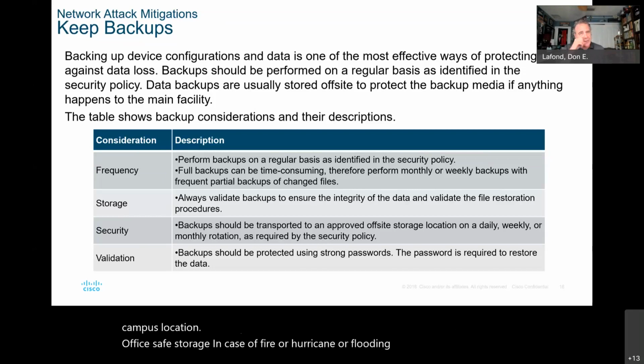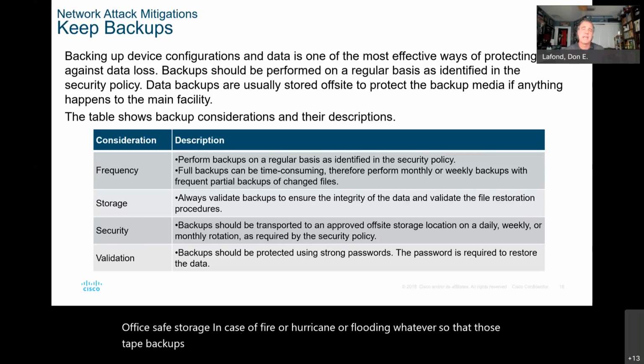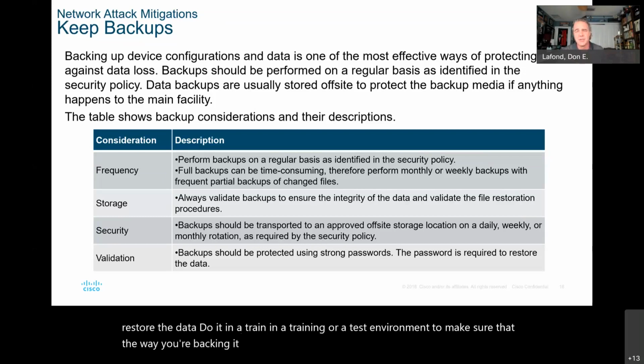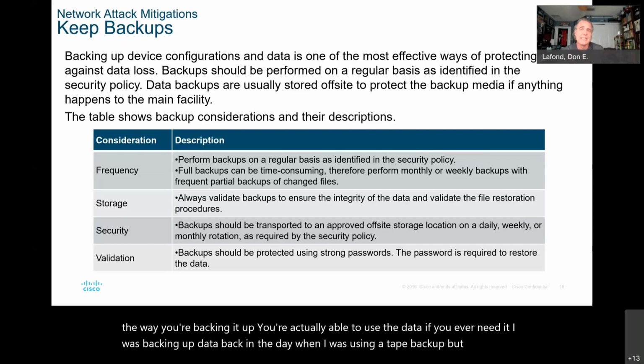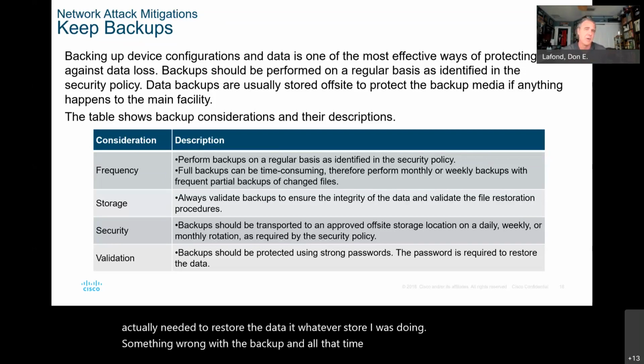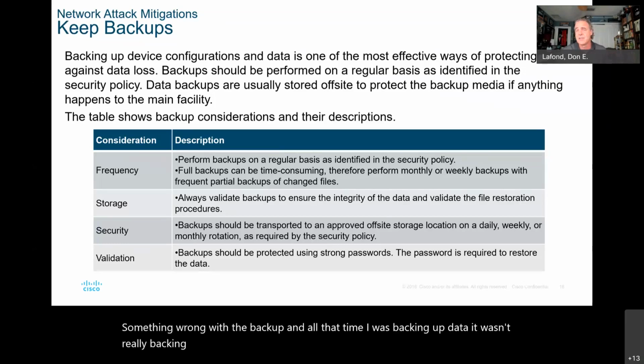So those tape backups, make sure that you are able to actually take the backup and then restore the data. Do it in a training or a test environment to make sure that the way you're backing it up, you're actually able to use the data if you ever need it. I was backing up data back in the day when I was using a tape backup, but the one time I actually needed to restore the data, it wouldn't restore. I was doing something wrong with the backup, and all of that time I was backing up data, it wasn't really backing it up properly, or at least not in a way I could actually restore the data.